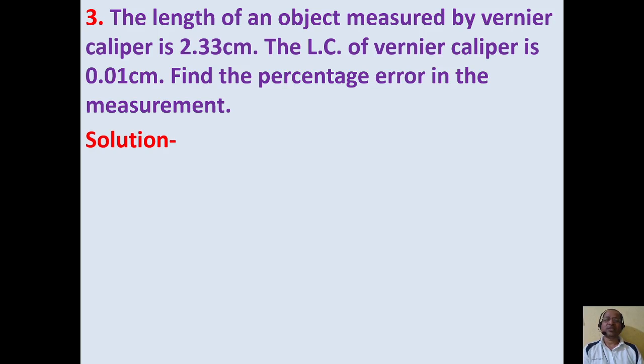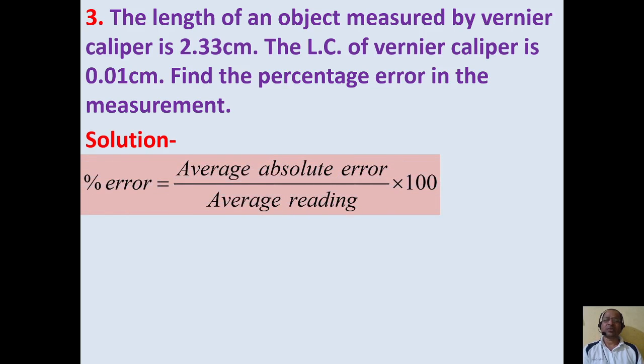The length of an object measured by a vernier caliper is given as 2.33 centimeter. So it is the average value. The least count of the vernier caliper is given as 0.01 centimeter, so it is the average absolute error. To find the percentage error, we can use the same formula. Percentage error is equal to average absolute error upon average reading into 100. So it is 0.01 upon 2.33 multiplied by 100, which becomes 0.429%.